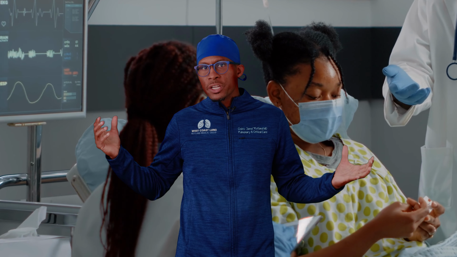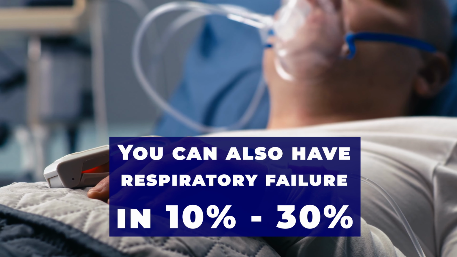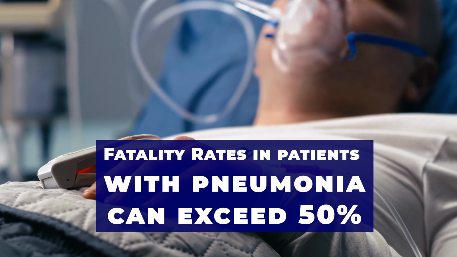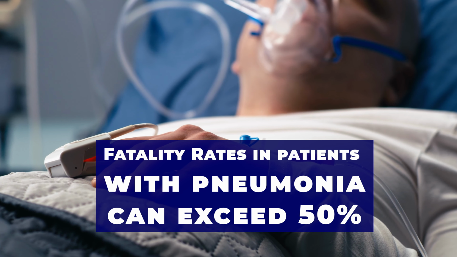Fatalities can happen too. In immunocompromised kids or adults, you can have dissemination, meaning the virus is all over the place. You can also have respiratory failure in 10 to 30%. Fatality rates in patients with pneumonia can exceed 50%. Adenovirus is detected by swabbing the mouth or the nose or performing more invasive procedures collecting tissue and performing either direct polymerase chain reaction or PCR or indirect immunofluorescence.